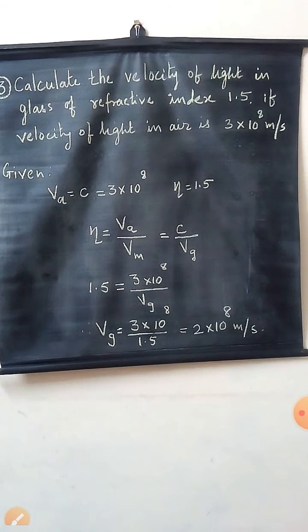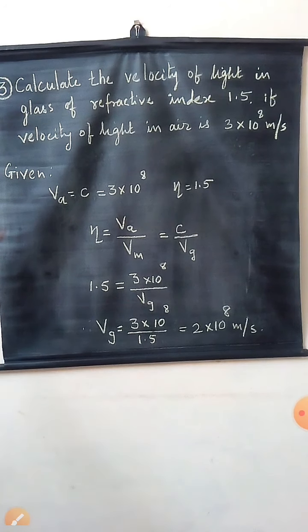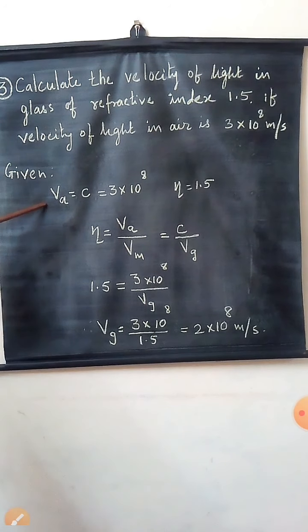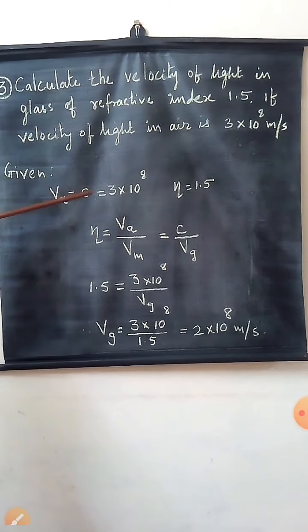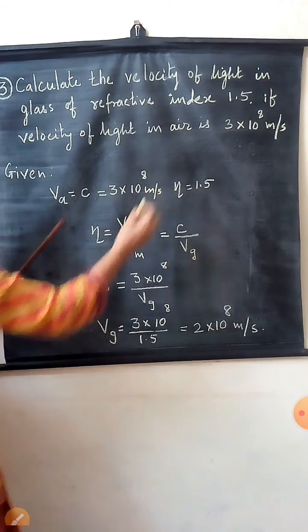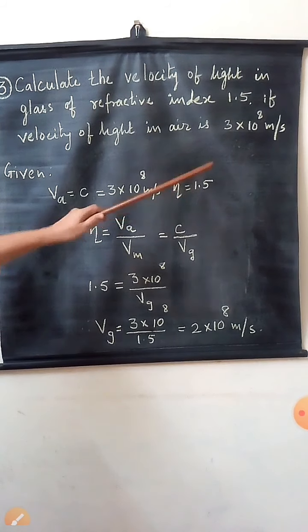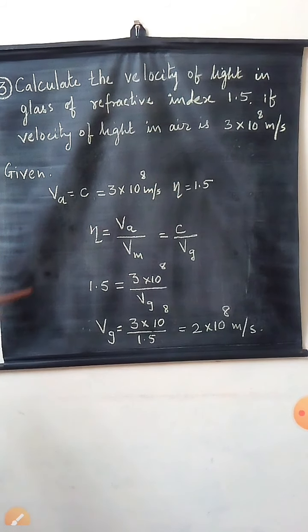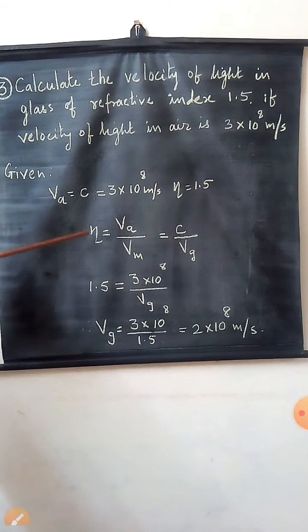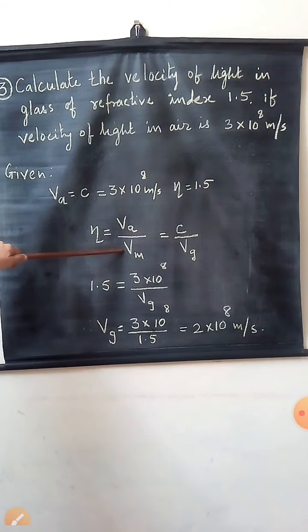So first, let's write down the given values. Velocity of light in air, Va, can also be written as c, is given 3 into 10 raised to 8 meters per second. You are also given refractive index of glass, which is 1.5. Now you all know one formula for refractive index in terms of velocity of light. Refractive index is given as velocity of light in air to velocity of light in the medium. Now here the medium is glass.